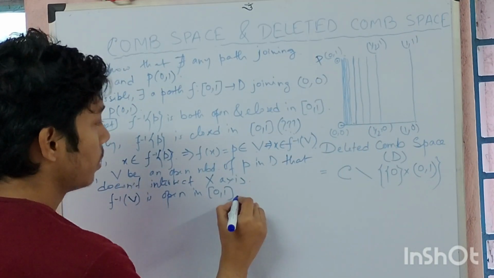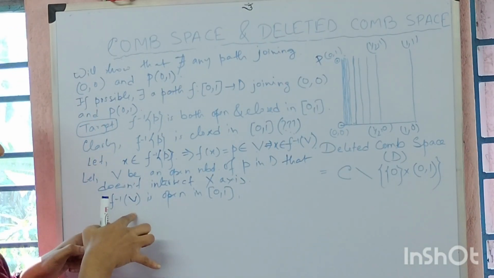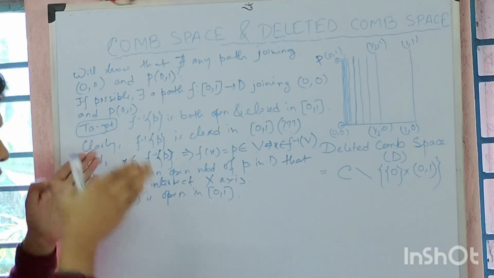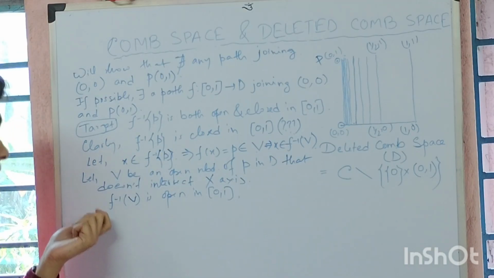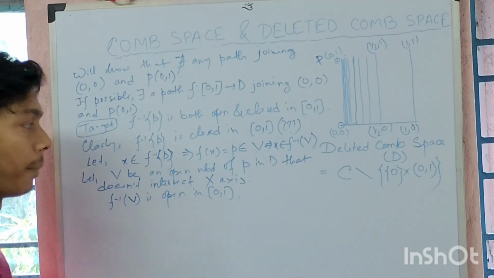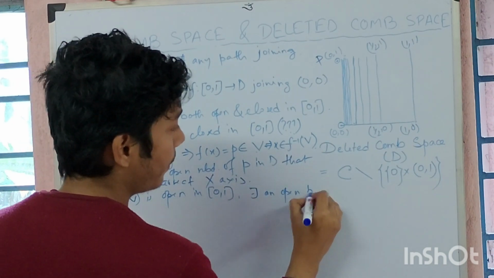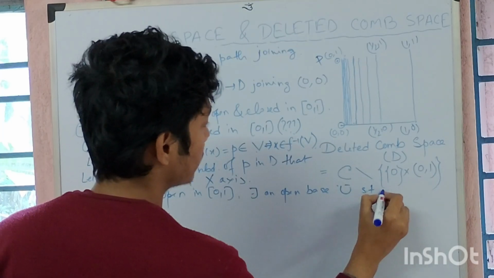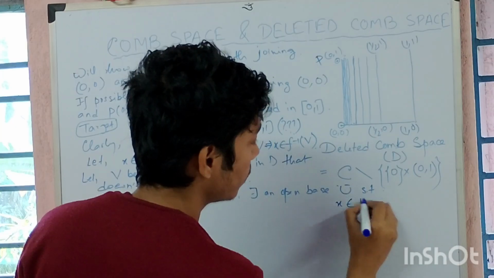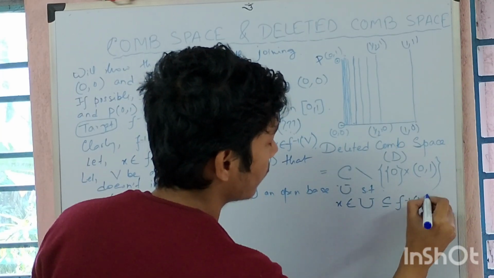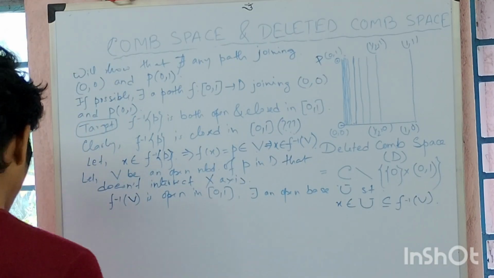Clear? So now, since it is open in there, X belongs to this F inverse V, so between X and this set, there will be an element or a set from the open base. You will get an element from the basis that is an open base. So there exists an open base U such that X belongs to U, that is a subset of F inverse V. Correct? Clear?